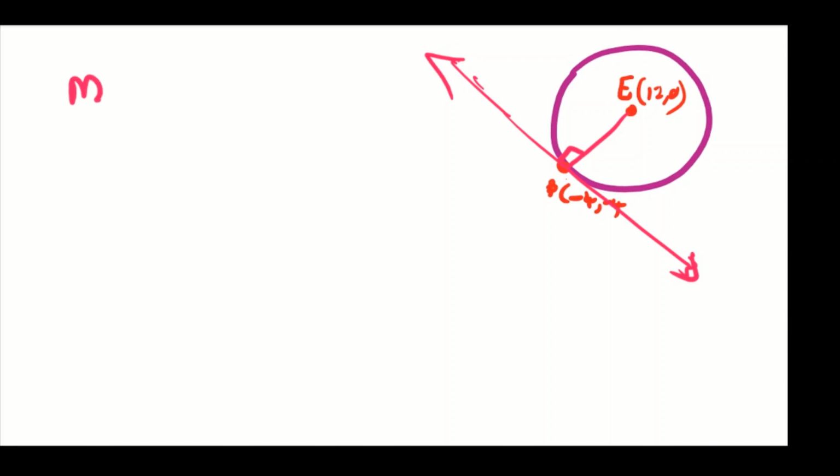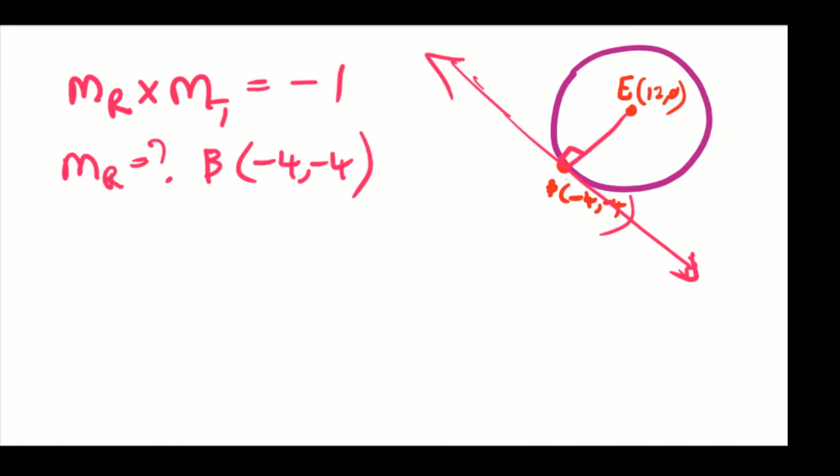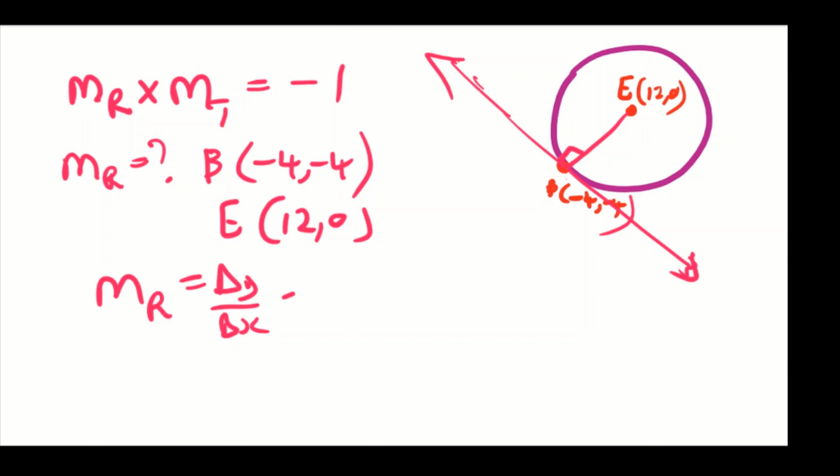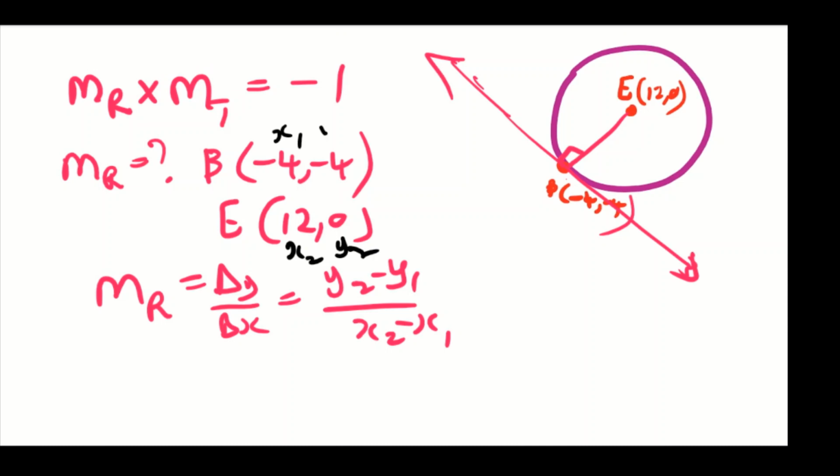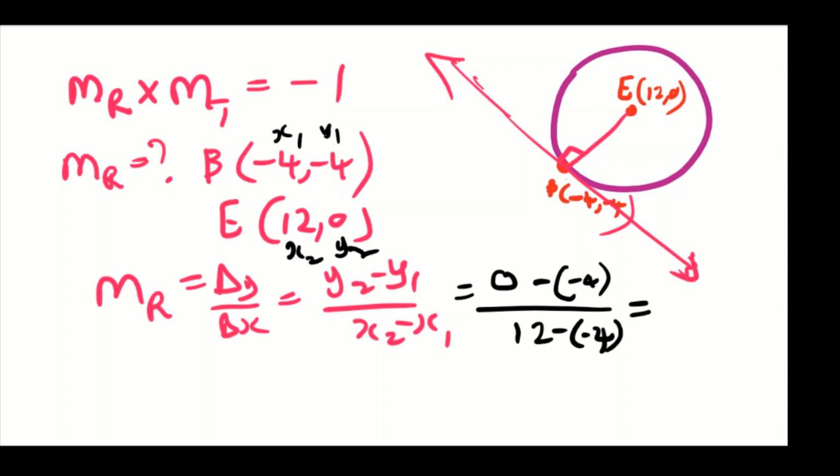we know very well that the tangent is perpendicular to the radius. So the gradient of the radius multiplied by the gradient of the tangent gives us negative 1. Let's first find the gradient of the radius. To find it, we use point B (minus 4, minus 4) and E (12, 0). So m of r is the change in y over the change in x, which is y2 minus y1 over x2 minus x1. If this is your x2 and y2, this is your x1 and y1. So we have y2, which is 0 minus minus 4, divided by 12 minus minus 4. So the gradient of the radius is 1 over 4.